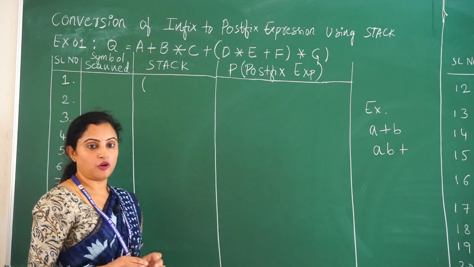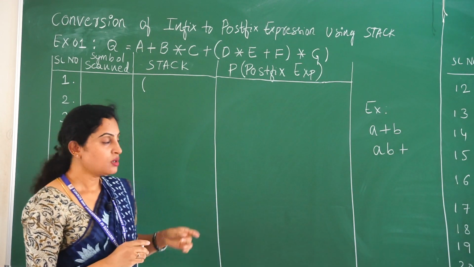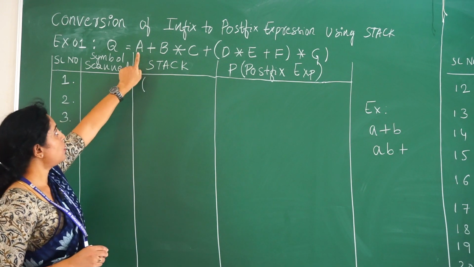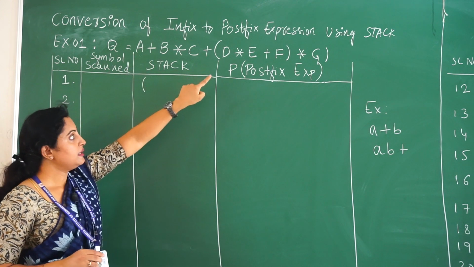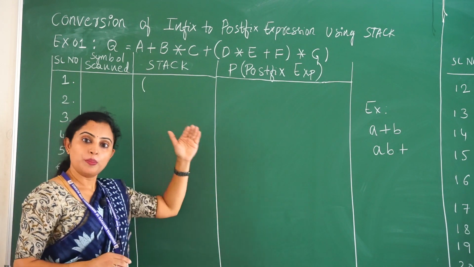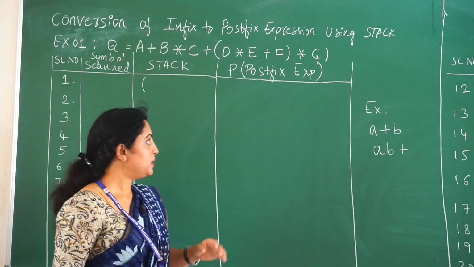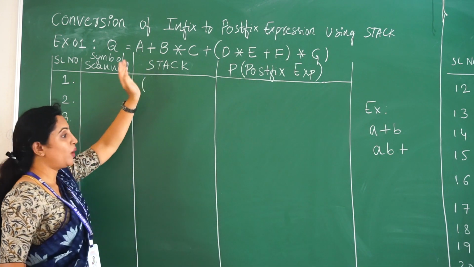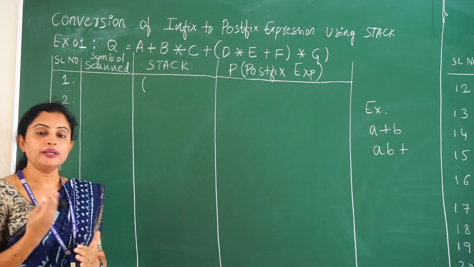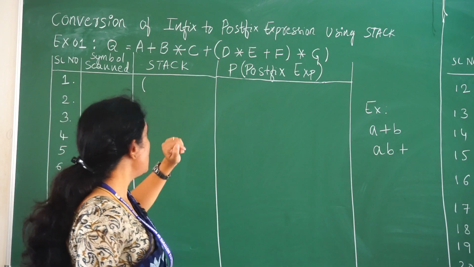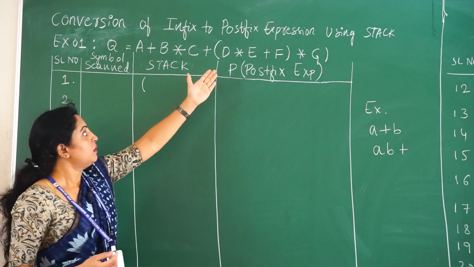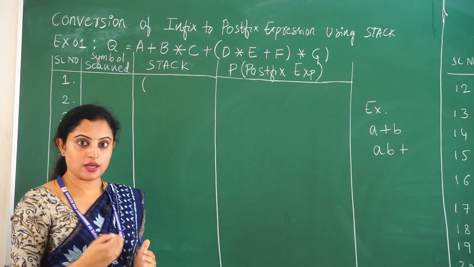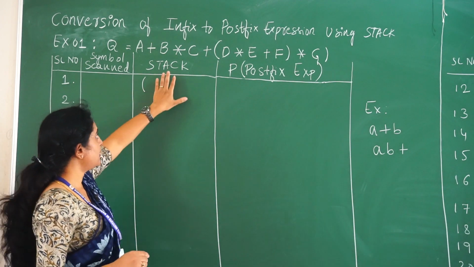In the third step of the algorithm, while scanning the expression, if an operand is encountered, here the operands are A, B, C, D, E, F and G, these operands have to be placed directly in the postfix expression. If while scanning the expression operators are encountered, here the operators are plus, asterisk, and minus or division, whatever operators are encountered, we have to push them onto the stack.